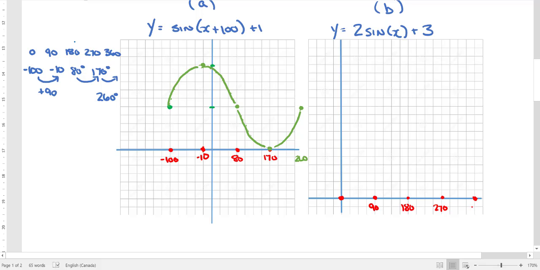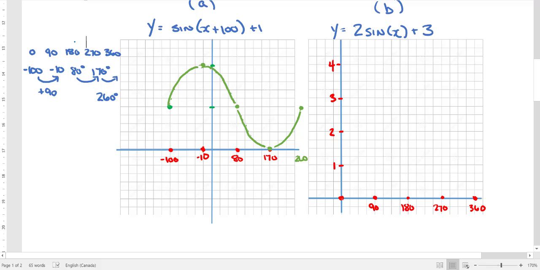This was 360. Okay, so what I do know is that my base graph starts at 0 and it goes up to 1, and then it goes back down here, and then it goes below, and then it goes back up. I'm going to draw in 1, 2, 3, 4. I'll call this 1. 1, 2, 3, 4. Call this 2. 1, 2, 3, 4. Call this 3. 1, 2, 3, 4. Call this 4. And there should be a little bit of space above.